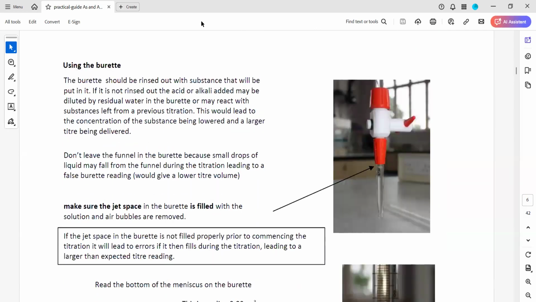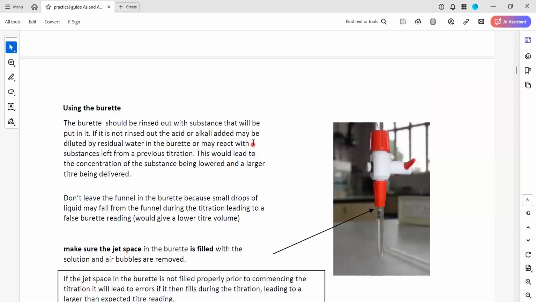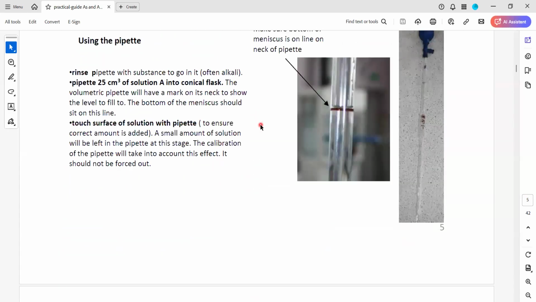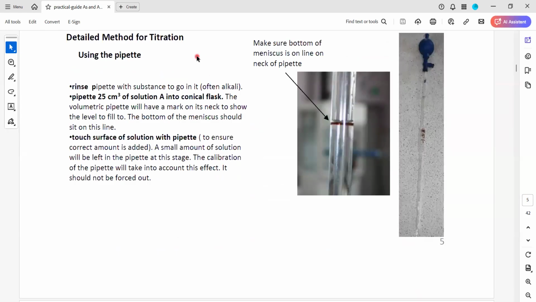The burette should be rinsed with the substance that will be put in. If it is not rinsed out, the acid or alkali added may be diluted by residual water in the burette. Normally, first we rinse with distilled water, and then we rinse with the substance which we want to fill. If I want to fill the pipette with an alkali, first I rinse it with water to remove any impurity from the previous experiments, and then I rinse with an alkali.